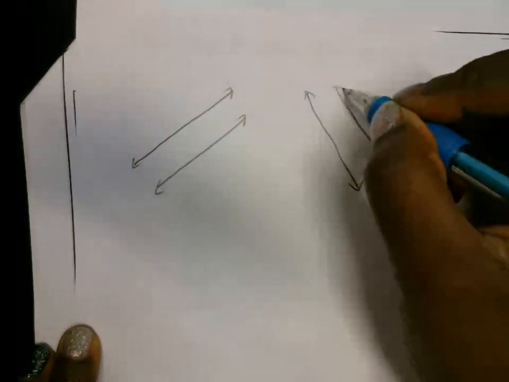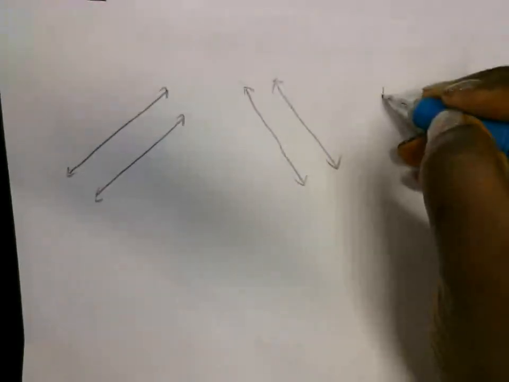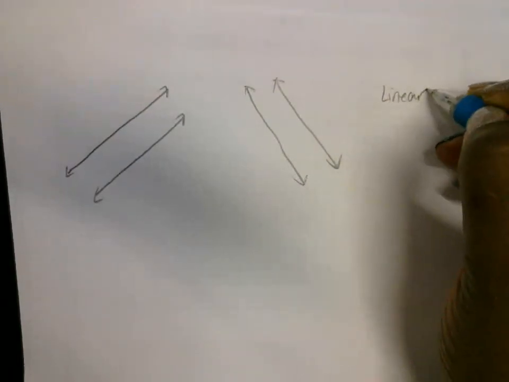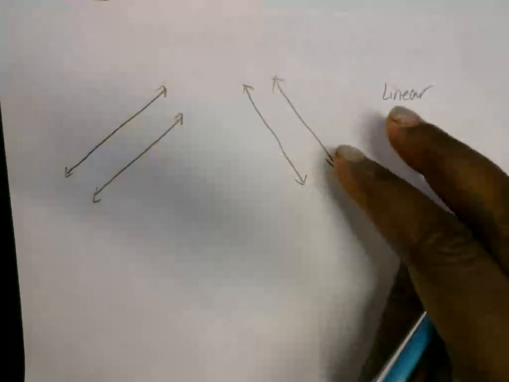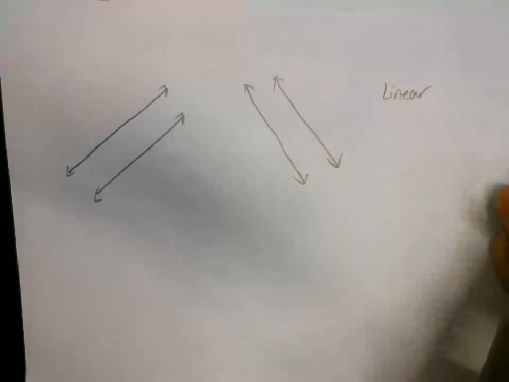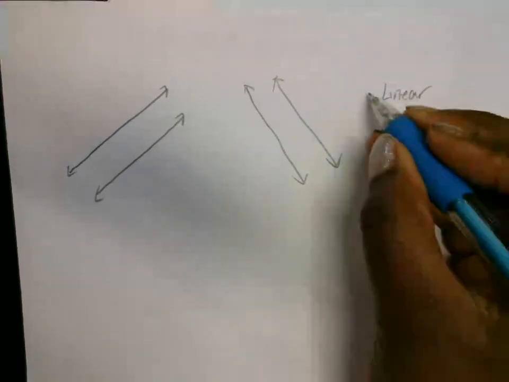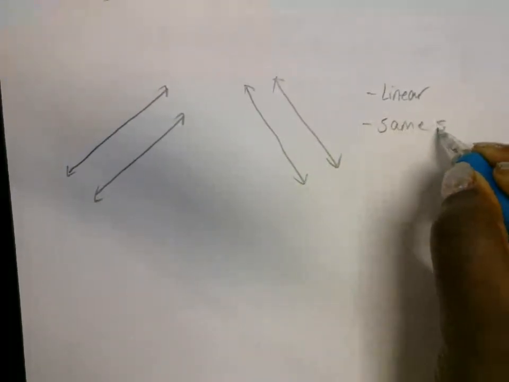What we also know about parallel lines is that they are linear. They never cross each other and they're linear. It's two lines that are in the same flat surface or plane that never cross each other. The other thing that we know about parallel lines is that they have the same slope.